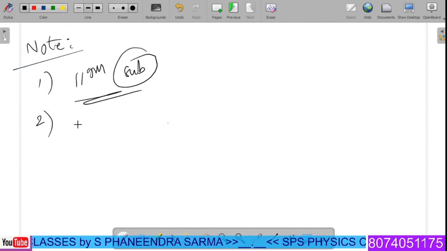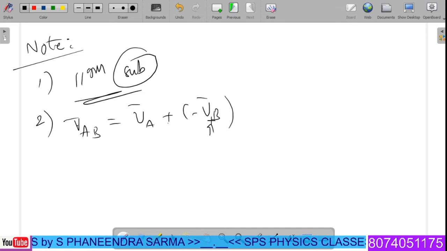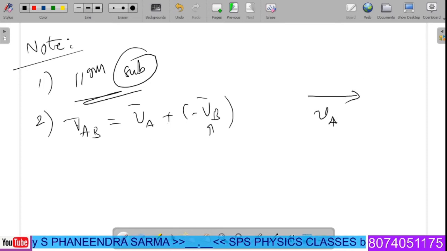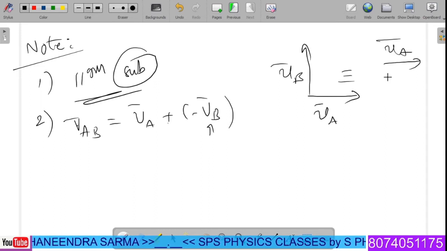The second component: in the calculation of VAB bar, that is VA plus or minus VB bar, to get the actual value you have to take a reverse. For example, this is the value of VA, this is the value of VB. These are the given conditions. Then in the calculation of relative velocity, this is VA bar and this one is minus VB bar.